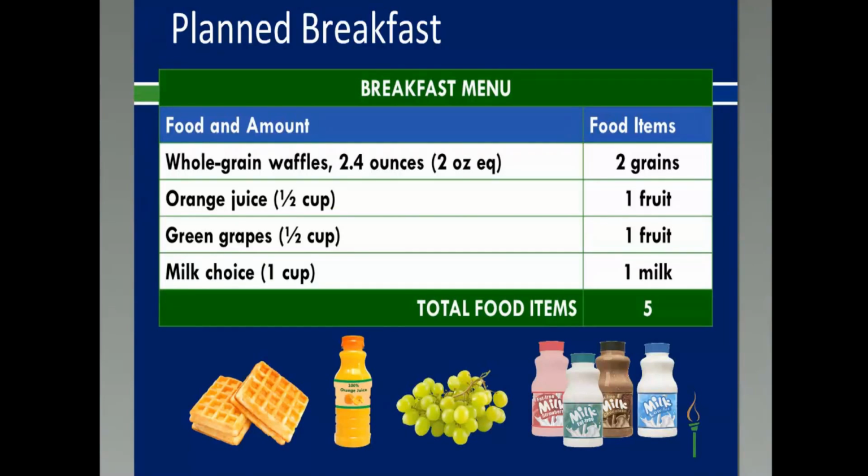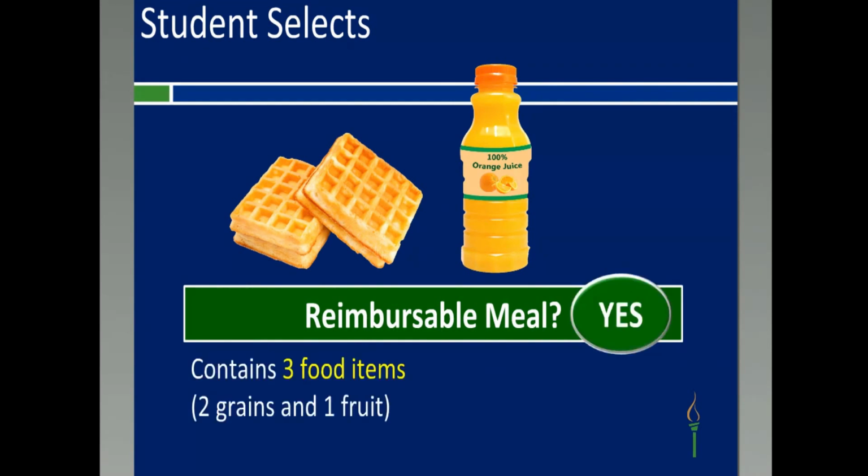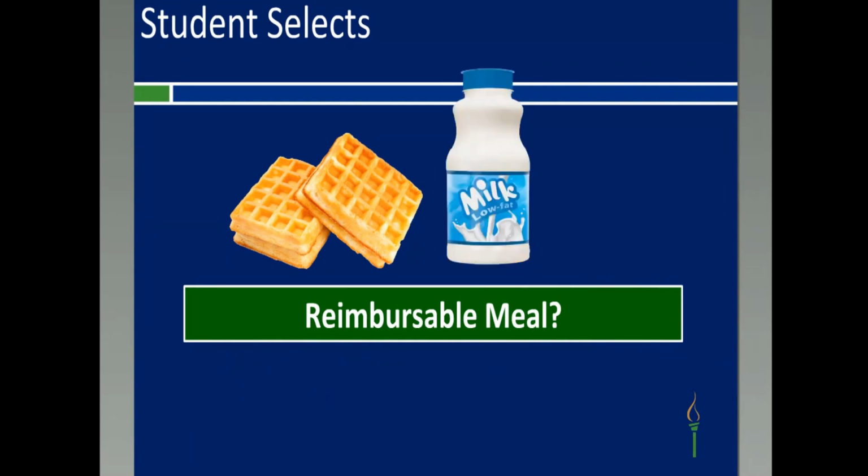Here we have their fruit options as a fruit juice and whole fruit grapes, and then they have their milk choices. Here the student takes a juice and their waffles, so we can claim this as a reimbursable meal.